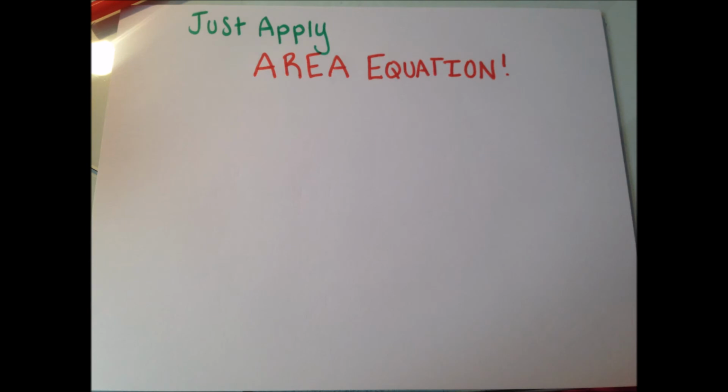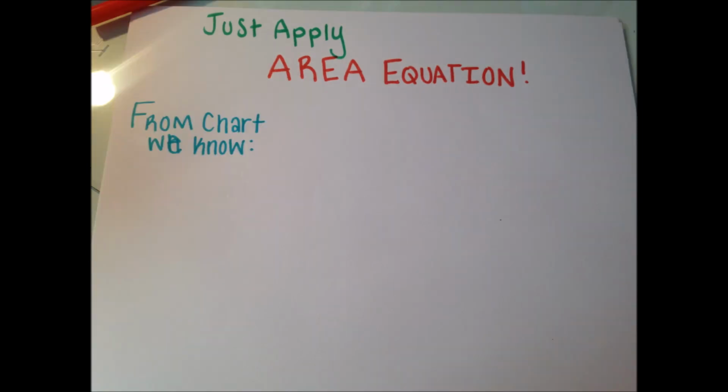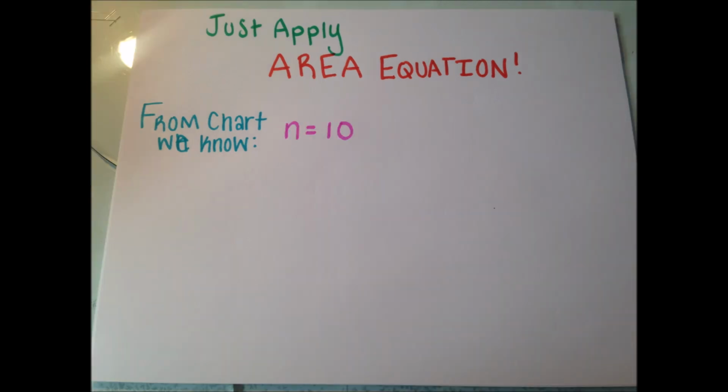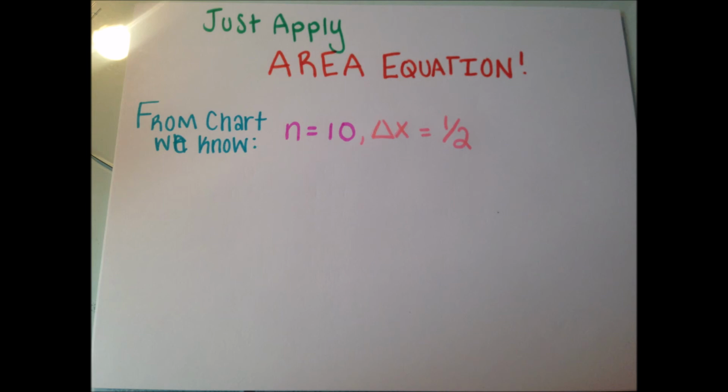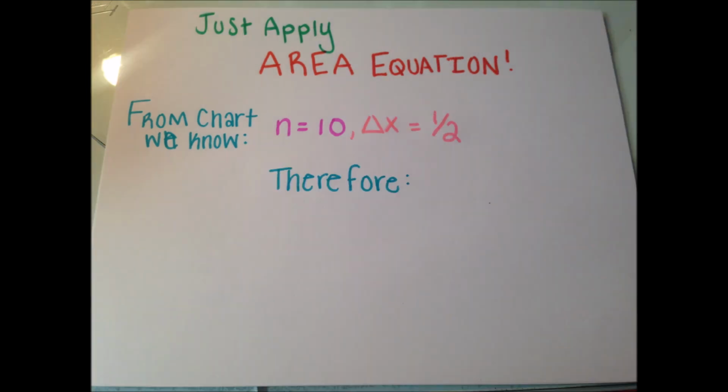So to do this problem, just apply the area equation. The table gives us all of the information, so what we can take away from it is that n equals 10, so that means if we were to graph it, we would make 10 trapezoids, but we also know that we need to divide our change in x by 10. Our change in x is 1/2, and you get 1/2 because the endpoints are 5 and 0, so 5 minus 0 is 5, divided by 10 is 1/2. So with that information, we can move on to plug it into the actual equation.